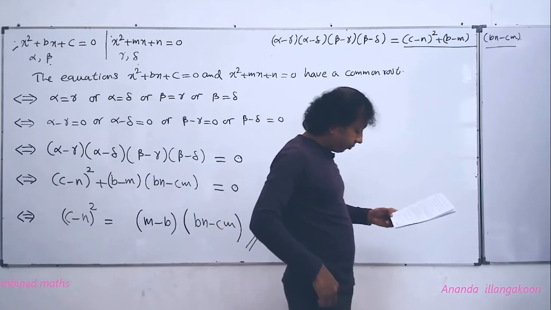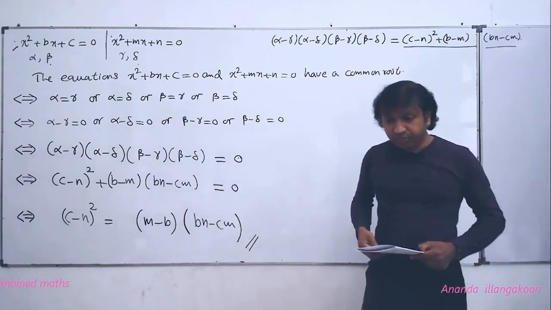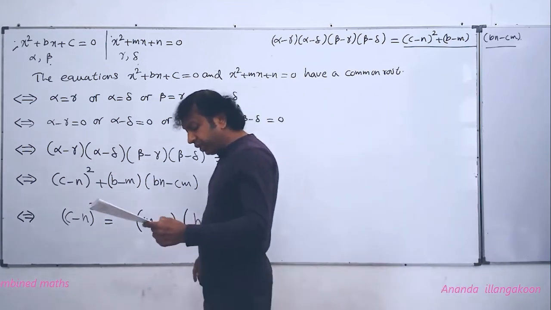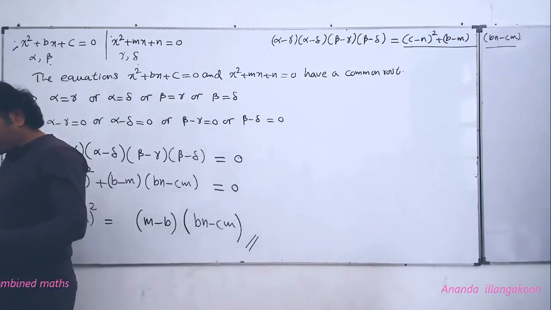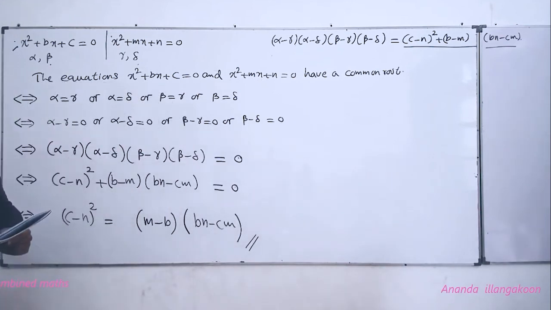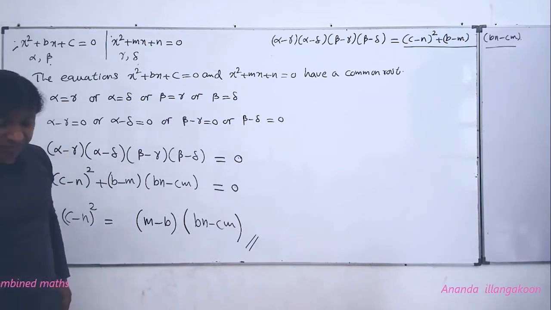Right. Next one, read the next part, people. The equations x squared plus 10x plus k equals 0 and x squared plus kx plus 10 equals 0 have a common root, where k is a real constant. Find the values of k. Right. Find values of k.